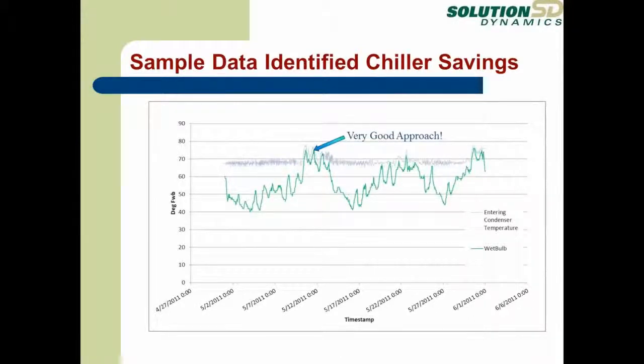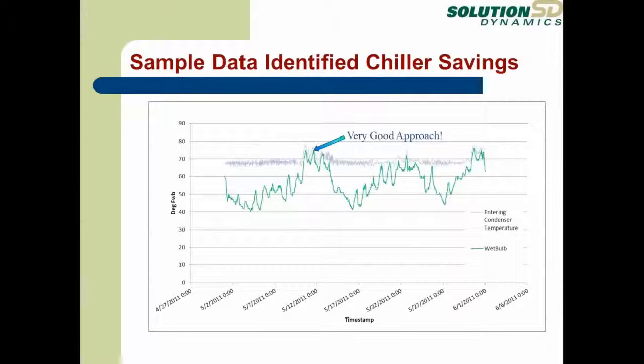The other thing that we found, and this is just an example of the stuff that the data can tell you when you start looking at it, is that they have a very good approach, which means they have a lot of cooling tower capability. So they're able to get rid of the heat very well. In fact, their approach is much better than normal design. So they didn't skimp on the cooling tower capacity.